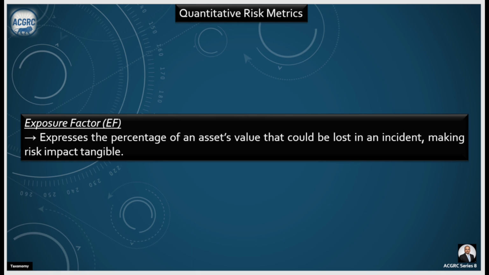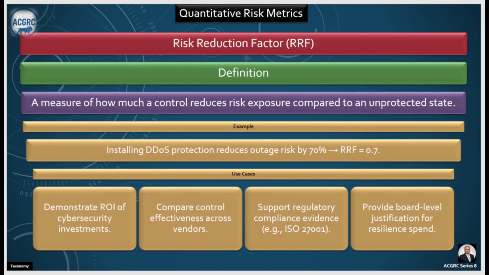So, exposure factor expresses the percentage of an asset's value that could be lost in an incident, making risk impact tangible. Risk reduction factor. It's a measure of how much a control reduces the risk exposure compared to an unprotected state. Example, installing DDoS protection reduces the risk by 70%. So the risk reduction factor is 0.7.